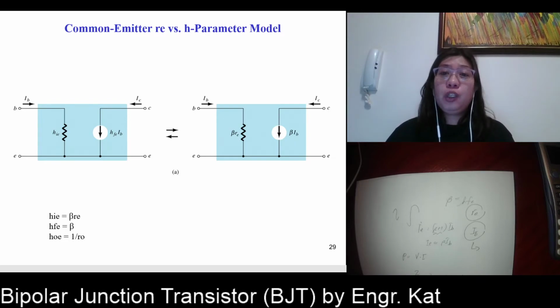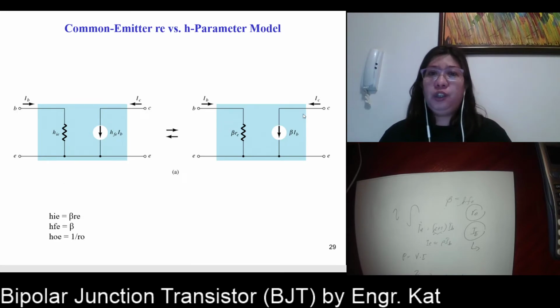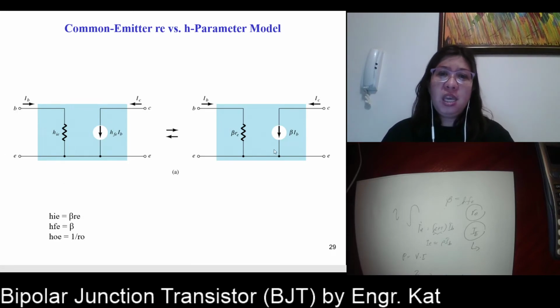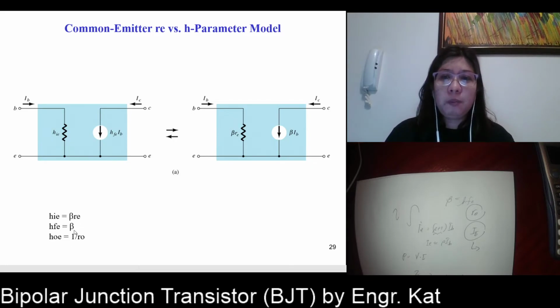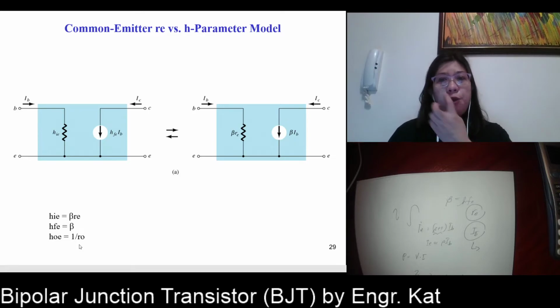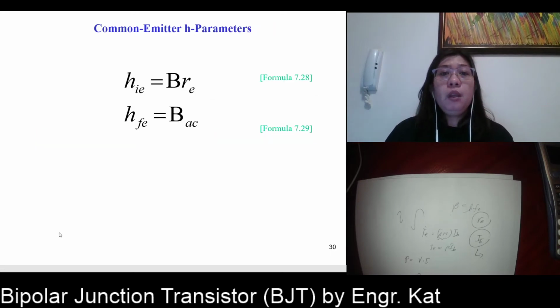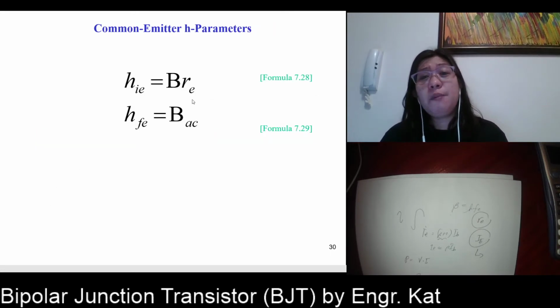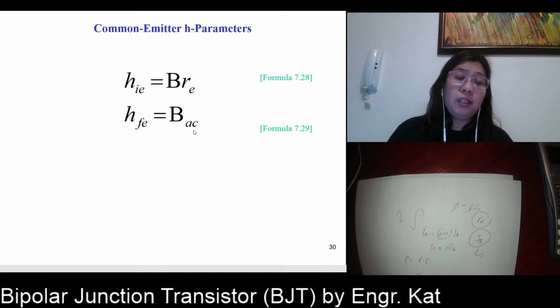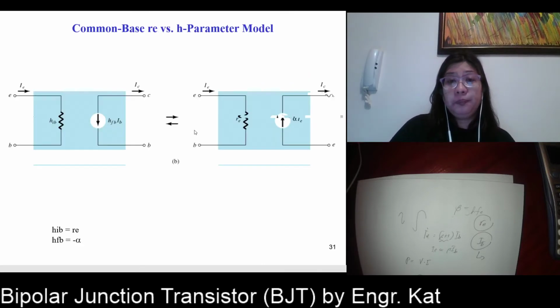So, common emitter, RE versus H parameter. You can see this is your H parameter model and this is your RE model. Your HIE is equivalent to your beta RE. Your HFE, times IB, so your HFE is equivalent to beta. And if we have HOE, then 1 over RO is your HOE. So HIE is just the same as beta RE, and HFE is just the same as your beta.